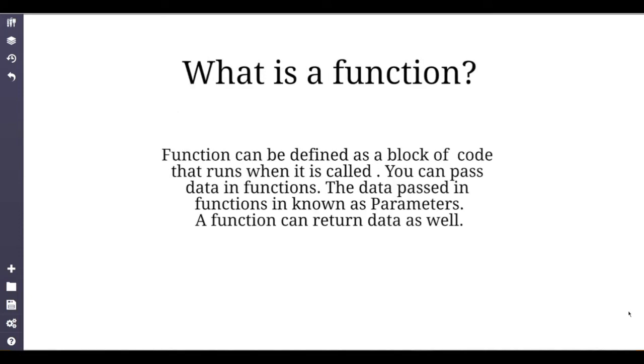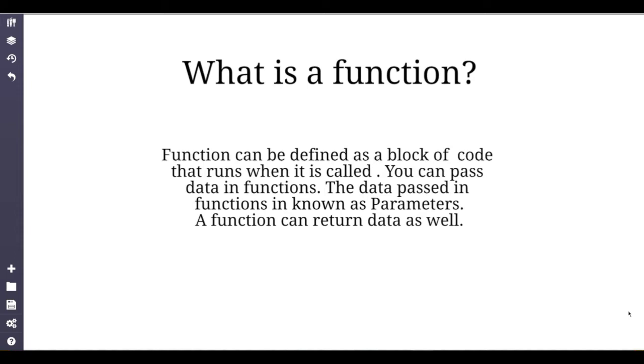So let's begin and understand what a function is and how do we create and call it. A function can be defined as a block of code that runs when it is called. You can pass data in functions, and the data in functions is known as parameters. A function can return data as well. So we are creating a small sub program which has its own block of code. Then you can also pass data in that function. The data that you're passing is known as parameters, or it can also be referred to as arguments. And the function will also return the data. So when you are passing something into the function, it will also return a value to it.